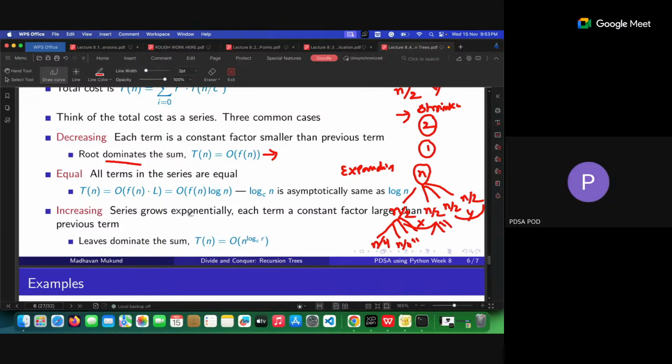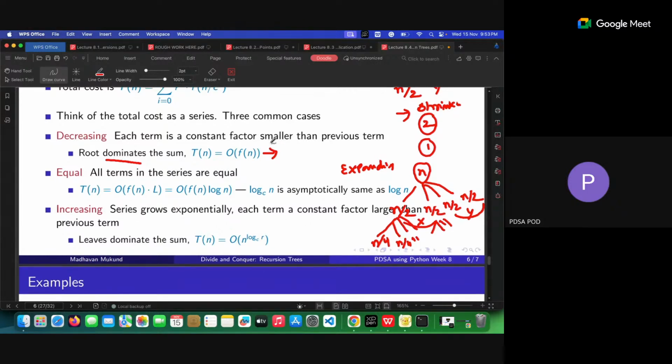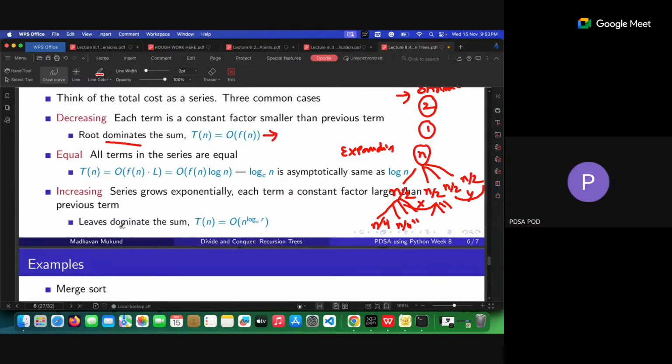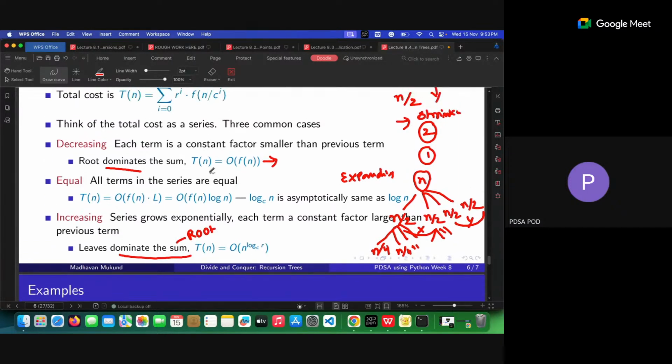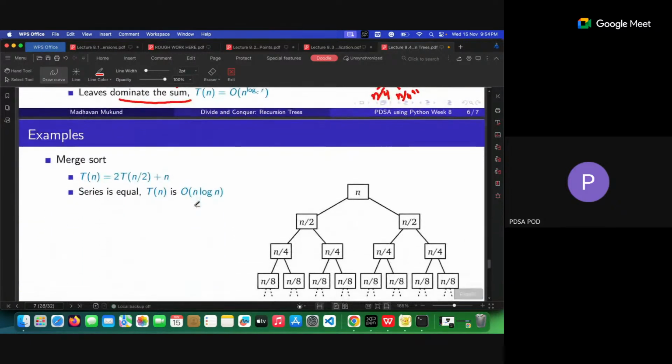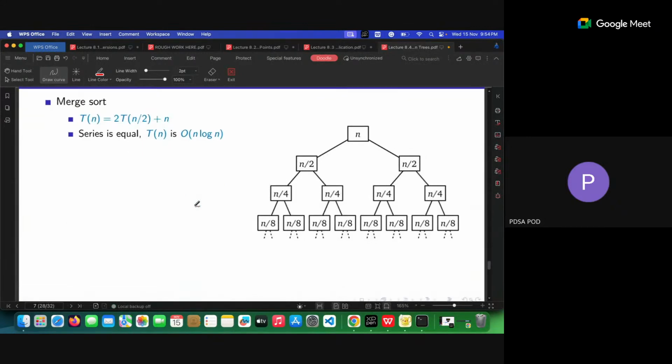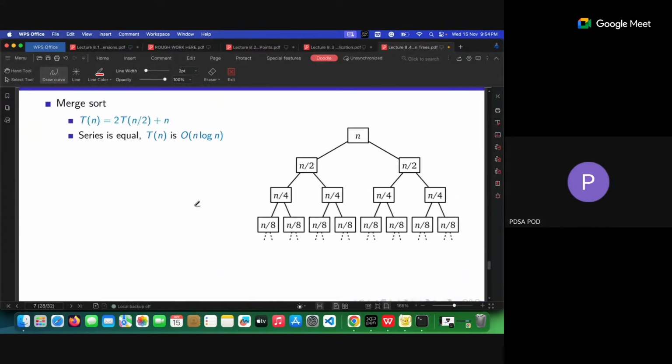So this is exponential growth. The series grows exponentially, each term a constant factor larger than the previous term. So what really happens is that the leaves are dominating the root. Here, in the earlier case, the root is dominating the leaves. So this is the difference. They also gave examples, which is a simple kind of expansion.